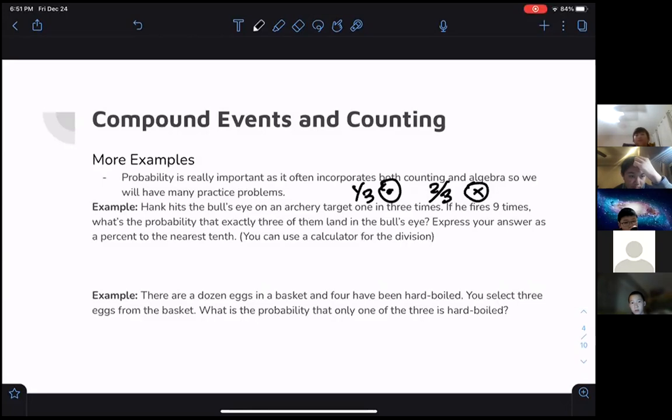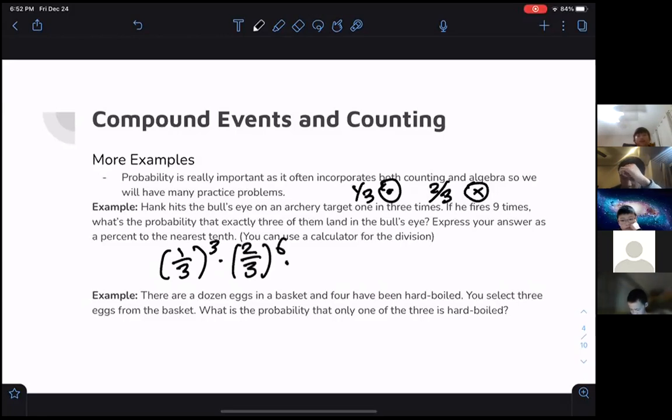When I'm doing probability problems, I always keep multiplying the probabilities together. So in this problem, I need 3 bullseyes and 6 misses. For 3 bullseyes, you will get 1/3 times 1/3 times 1/3, or 1/3 cubed. And then for the misses, it's 2/3 to the power of 6 since you missed 6 times.